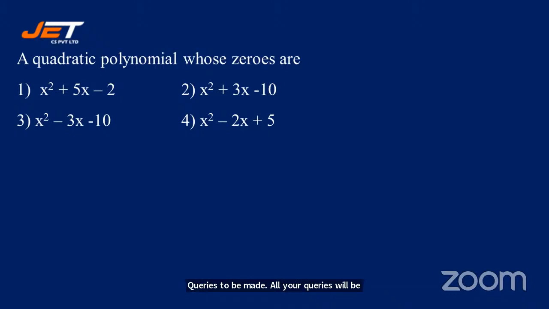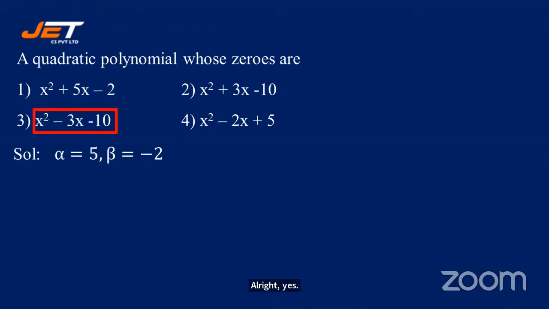So with this, we are moving on to polynomials. As usual, the first question will be done by us. Quickly look at the question. A quadratic polynomial whose zeros are... 4 options are given. Option 1, x square plus 5x minus 2, or option 2, x square plus 3x minus 10, or option 3, x square minus 3x minus 10, or option 4, x square minus 2x plus 5. Here the answer is x square minus 3x minus 10.